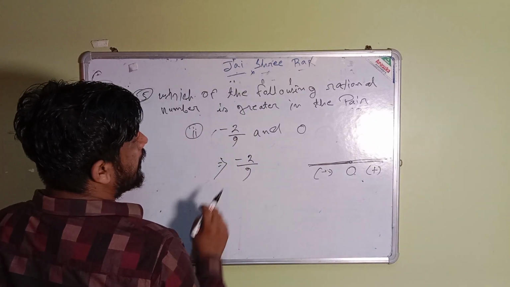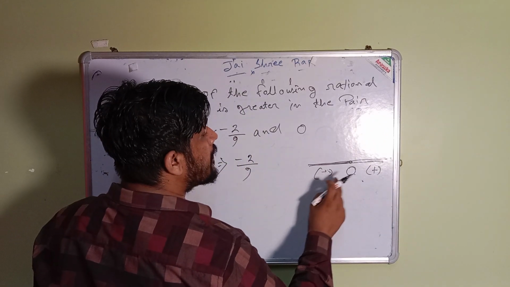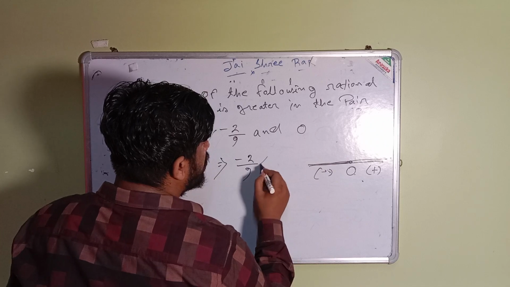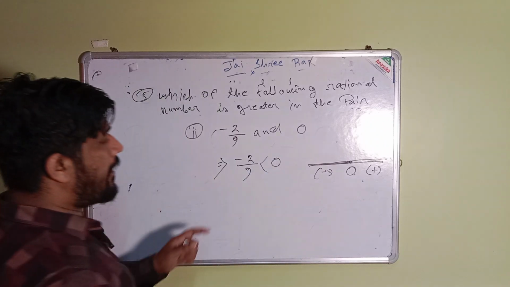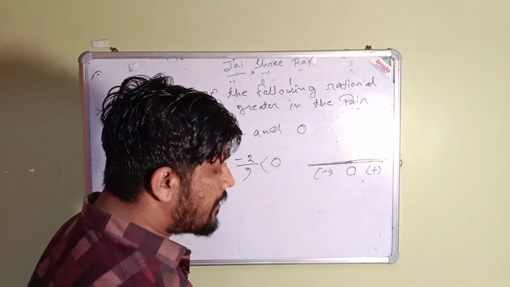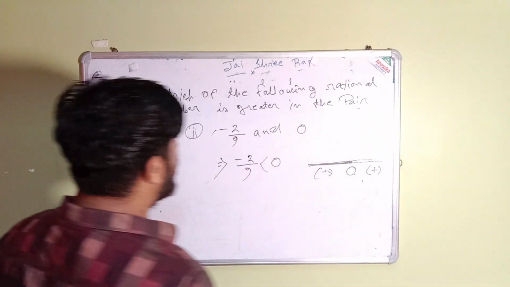Okay, so there is a negative number, and a negative number is always lower than 0. So the answer is like this way: minus 2 by 9 is lower than 0. Hope you have cleared your doubt.